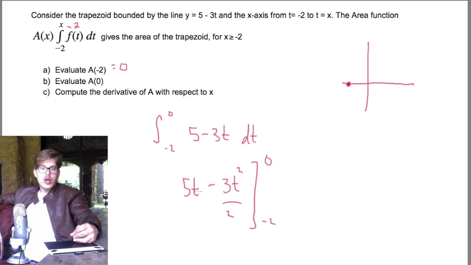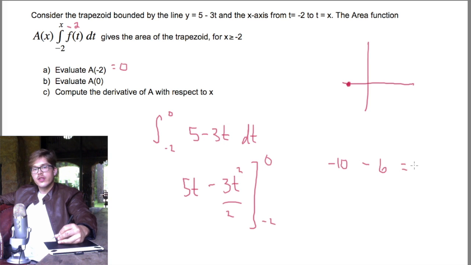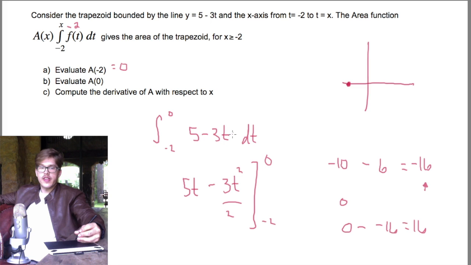So we can plug in our -2. We'll get 5 times -2, which is -10, minus 3 times t squared. -2 squared is 4, so this is going to be minus 3 times 4, which is 12, over 2. 12 divided by 2 is 6. So -10 minus 6 equals -16. And then if we plug in 0, we'll have 0 minus 0, which is 0. And then if we subtract 0 minus -16 to find the area, we will get 16. Also, areas are always positive, so if you get a -16, you know you have to use the absolute value to put it as a positive 16. So A of 0 is 16.